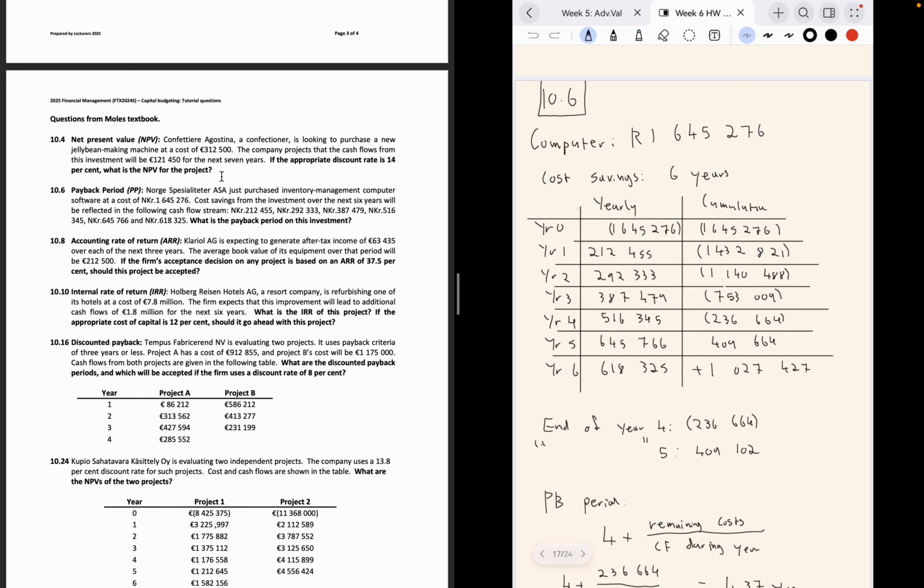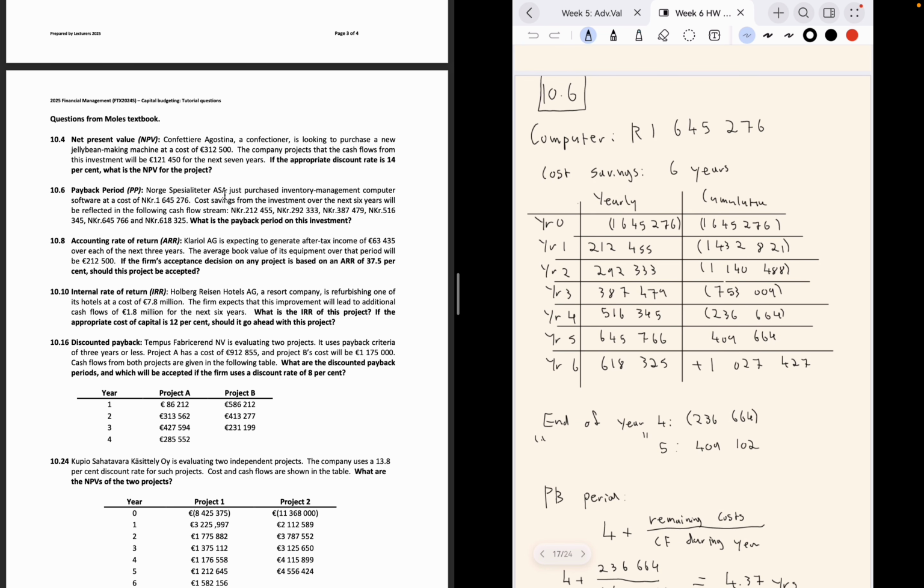Question 10.6. So let's try this. Let's try this name. Norge Specialiteter. Okay, let's leave that. That individual just purchased inventory management computer software at a cost of whatever that is. We're just going to use Rand. Cost saving from the investment over the next 6 years will be reflected in the following cash flow streams. What is the payback period on this investment? So again, let's pretend it's Rand.